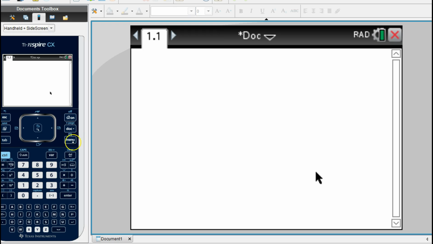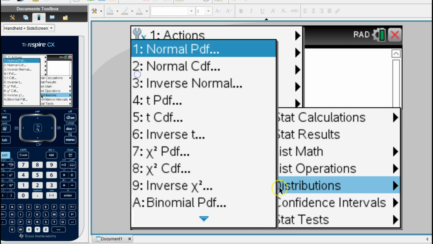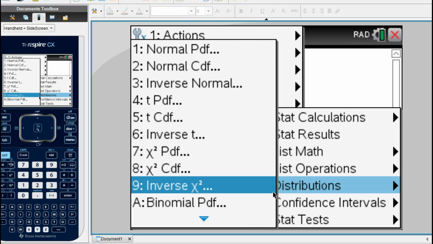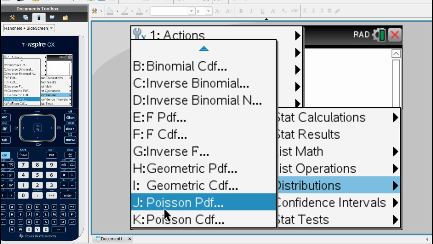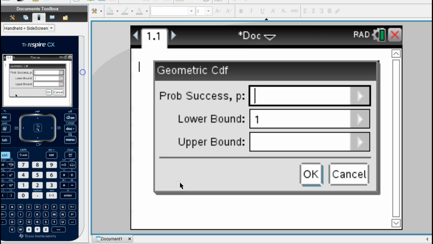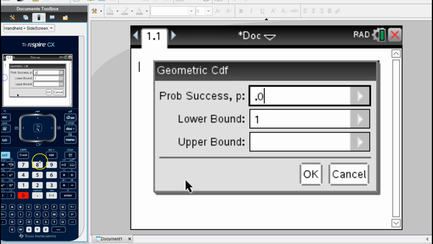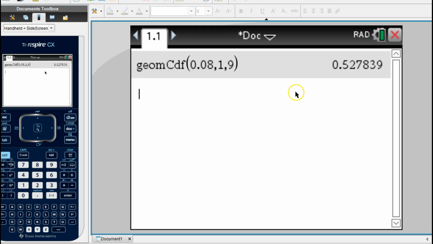And so you're going to hit Menu, Statistics, and Distributions, option number 5. So it's Menu, Statistics, Distribution. And in this case, the probability of being colorblind is 0.08, the lower bound is 1, and the upper bound is 9. And we press enter, and we can see that the answer is 0.5278.